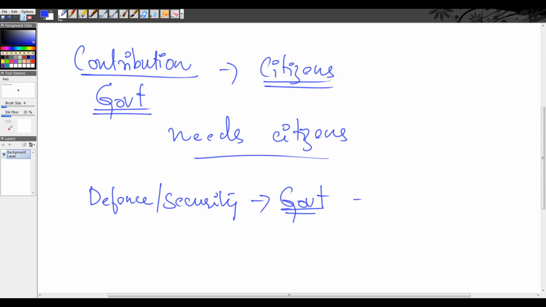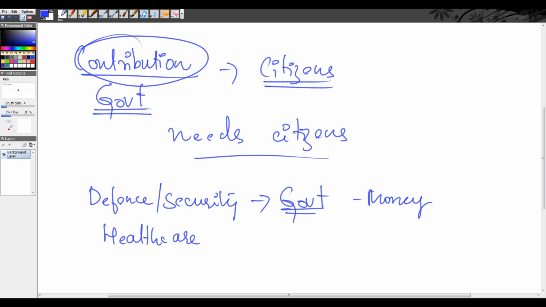But for that, they require money. So from where will that money come from? That money will come from the citizens by way of contribution through various taxes. Of course, this is not the only thing which we have. We have other areas like healthcare, which is very important these days. Then we have infrastructure. So these are the kind of things which the government takes care of on behalf of the citizens. And for that, tax is nothing but our contribution. So this is another characteristic of direct or indirect tax for that matter as well.